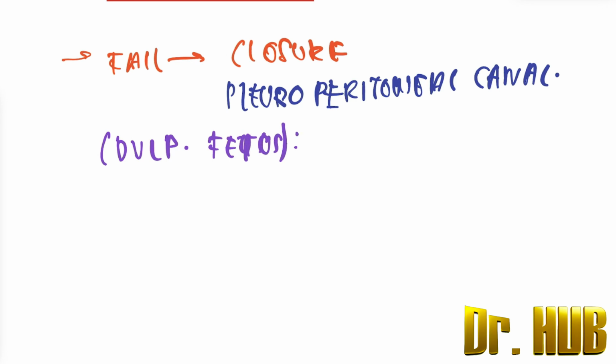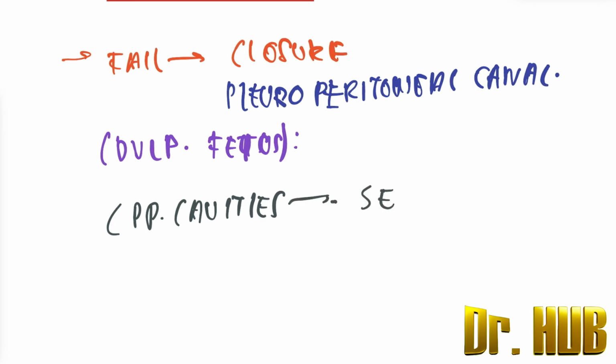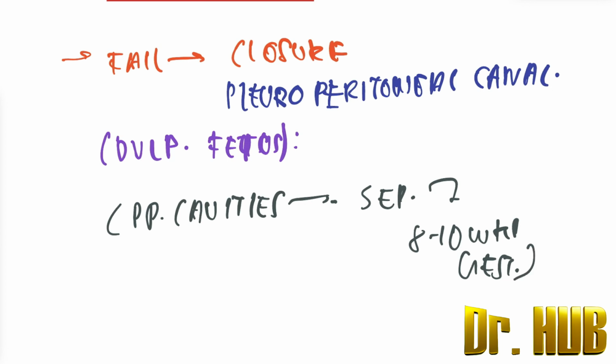Normally the pleuroperitoneal cavities are separated by 8 to 10 weeks of gestation, and mostly the left-sided hernias are common. The left side is more common.